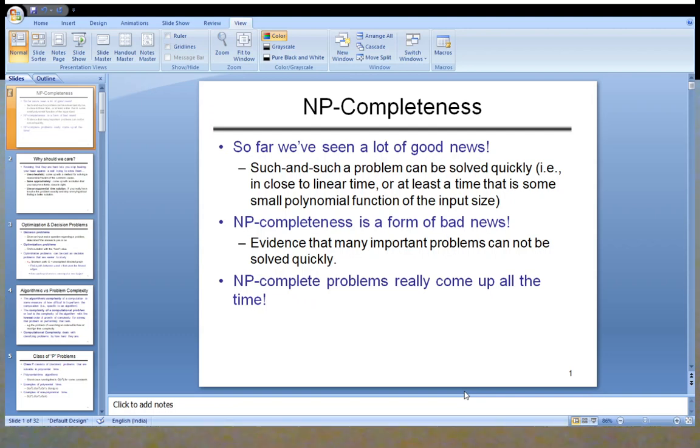But now there is a kind of problem that is bad news for us: there are many important problems that cannot be solved that quickly, and they take a very variable amount of time. NP complete problems really are those problems which cannot be solved in polynomial time.